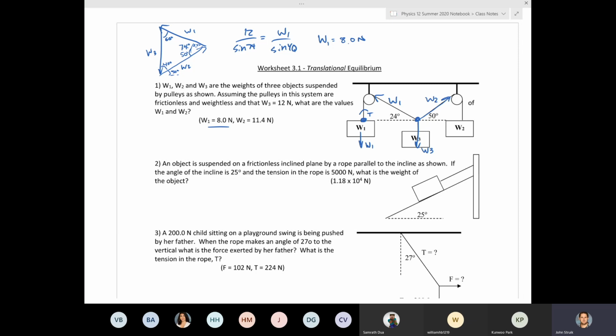Okay, any questions about that? Mr. Joe, how did you get the 40 angle? The 40, because weight 3 is going directly down, straight down, that means I know that this is a y-axis. And so if this is 50 degrees, then this has to be 40. Thanks. Yeah. Any other questions? Anybody want to go over number 2?